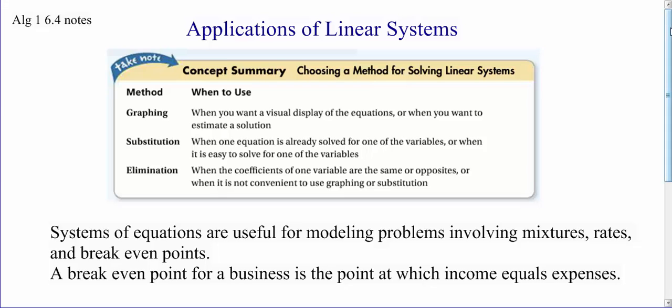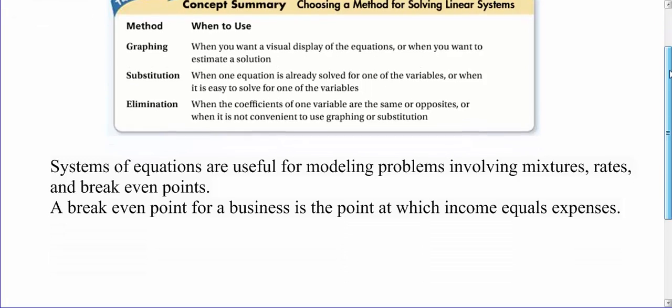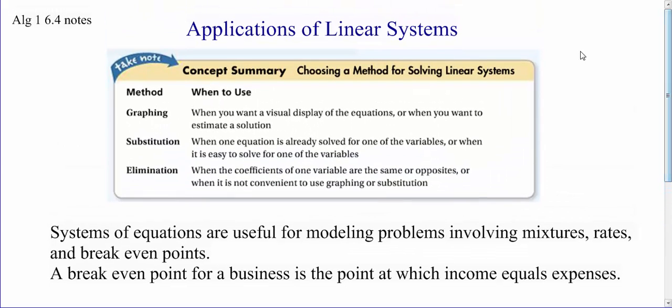Algebra 1 students, welcome to your 6.4 notes. Today we're going to look at applications of systems. It might be a challenging section for some of you. Some of you will say, finally, I understand why we're using this. So let's jump right into it.